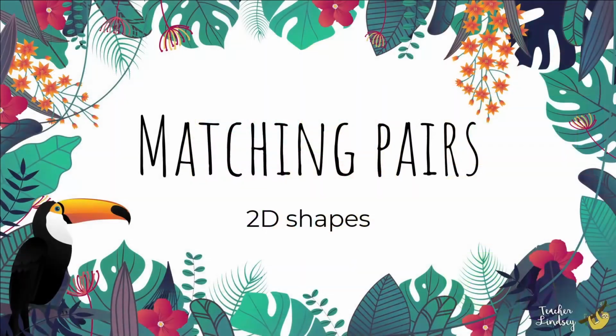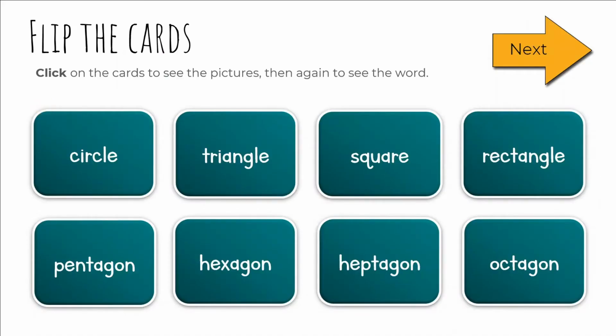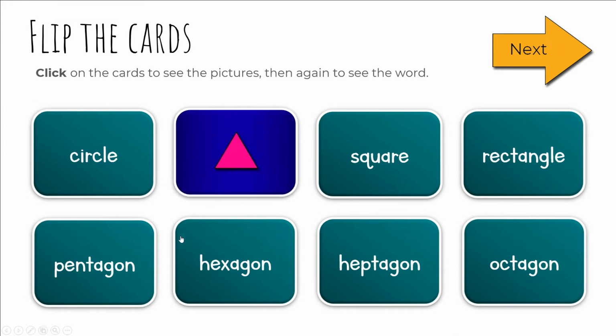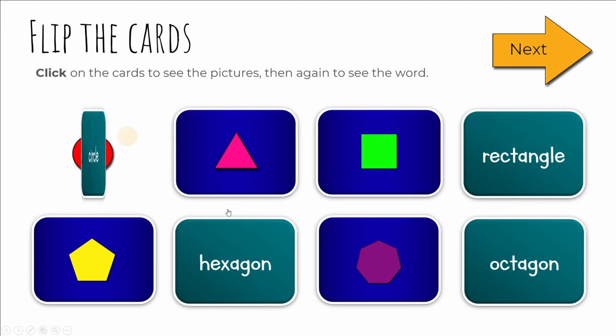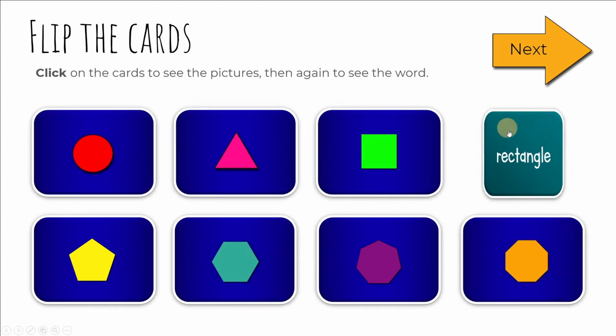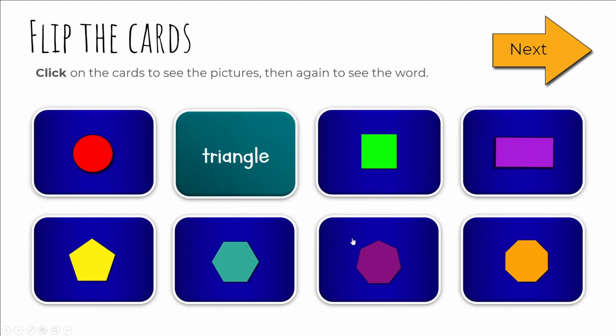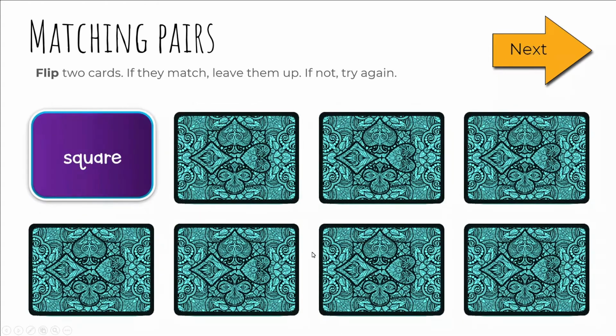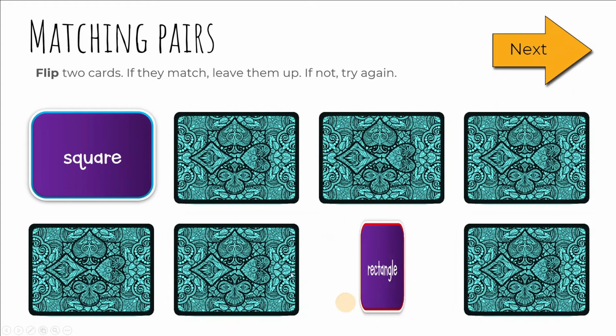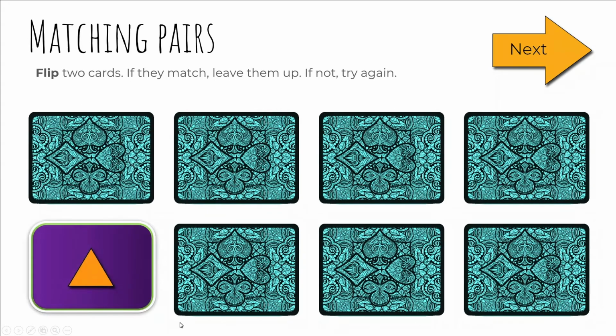Okay, now we move on to our matching pairs interactive activity. This is a favourite in my classes. On the first page, they can click on the card to see the picture. If they click again, they'll return to the word. This is a great way to review the vocabulary. Then they're ready to play.